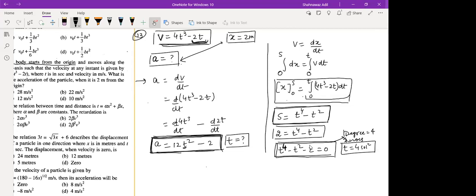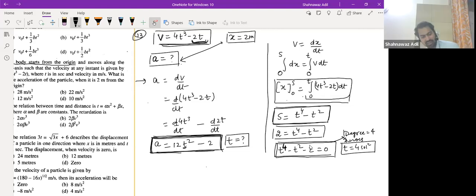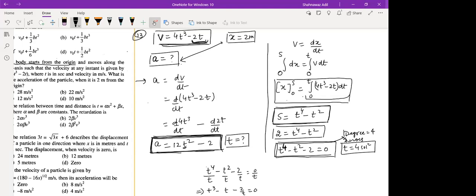Sir, you have to divide each term by t. Each term by t. Okay. So if I divide it by t, and then 0 by t, this becomes t cube minus t minus 2 by t equals 0. So does this solve the purpose? No, sir.